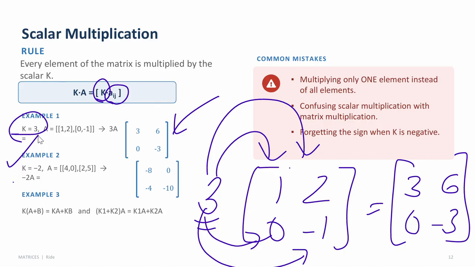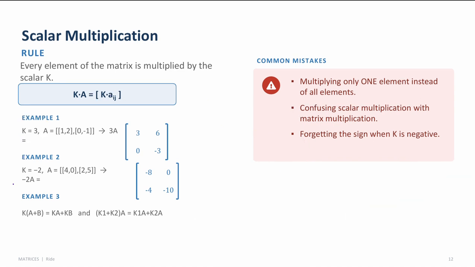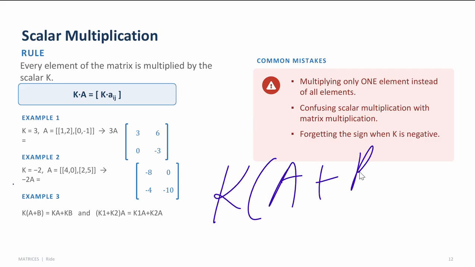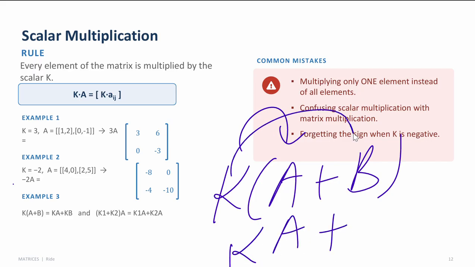We can do a similar thing here also, right? Here k is minus 2. So you're going to change the signs as well. Okay. So minus 8, 0, minus 4 and minus 10. If you have been given k(A plus B), you're going to multiply k by A first, and then plus k by B. Similar thing you can do here: (k1 plus k2)A is equal to k1A plus k2A. Fine.